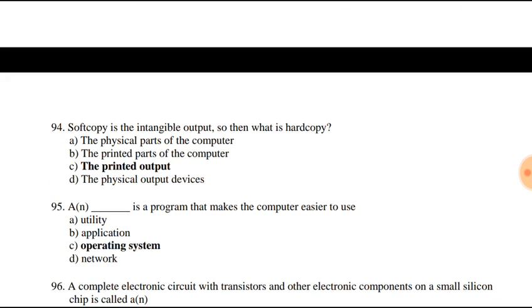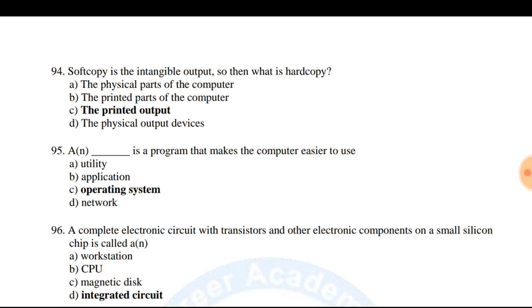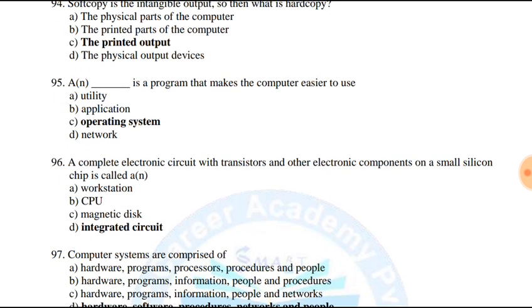Soft copy is the intangible output. So then what is hard copy? Hard copy is the printed output. And dash is a program that makes the computer easier to use. An operating system is a program that makes the computer easier to use. A complete electronic circuit with transistors and other electronic components on a small silicon chip is called an integrated circuit.